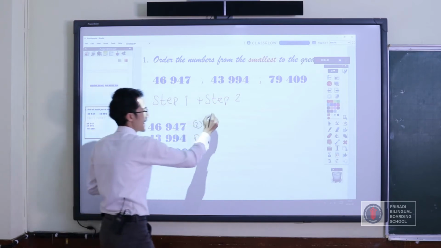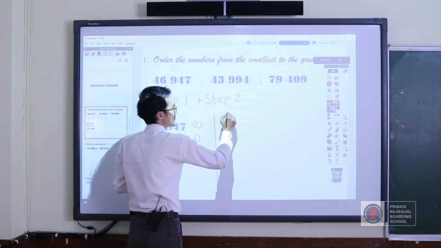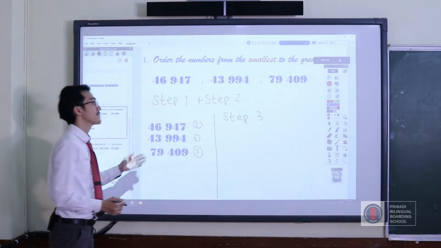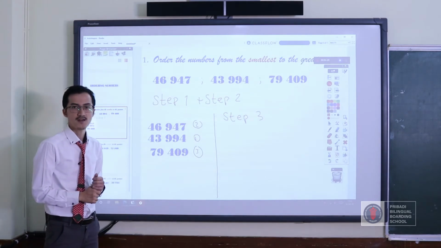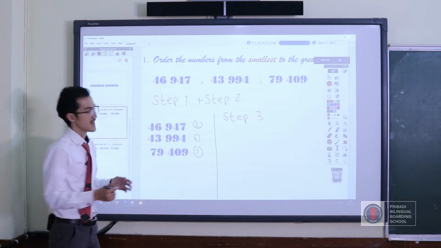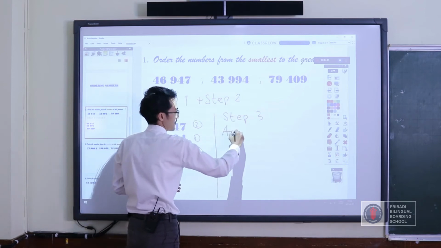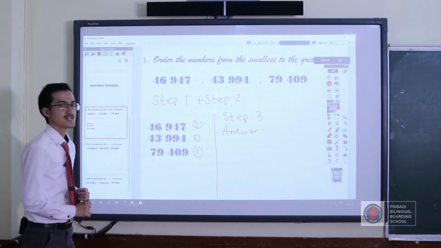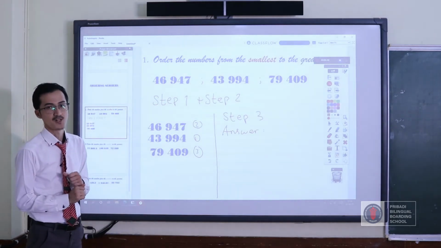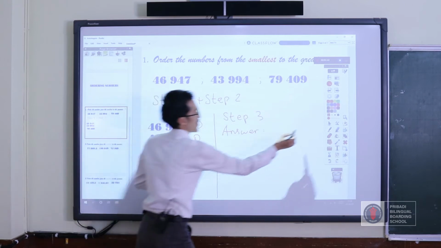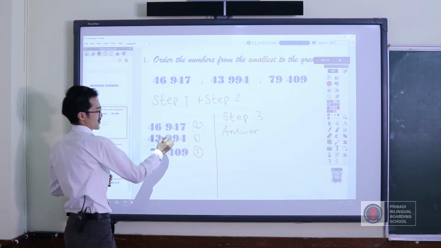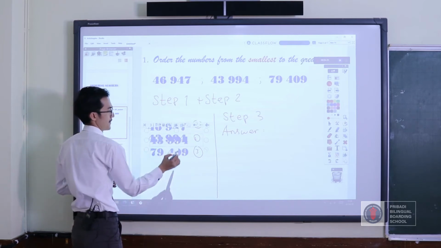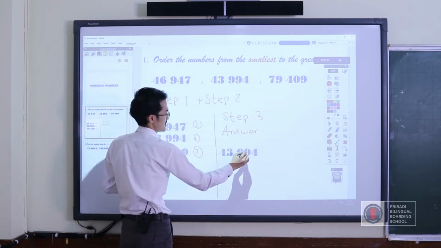Okay, after that, we are going to do step 3. After you find out which number is the smallest one, you are going to write the answer. Please write the numbers again, starting from the smallest to the greatest. I'm going to copy again. In your case, you are going to write it. Number 1, it means the smallest one. Okay, this is the answer.